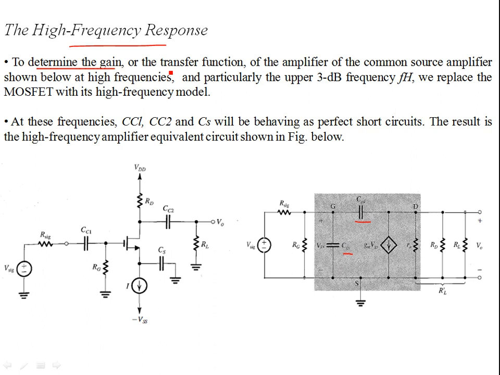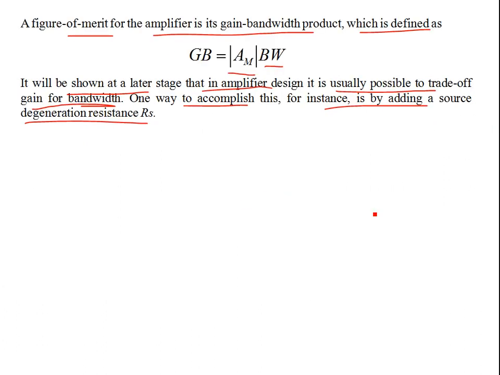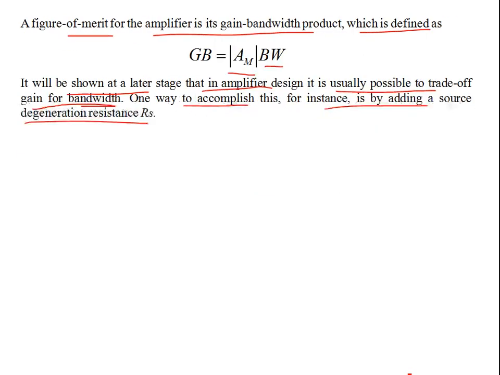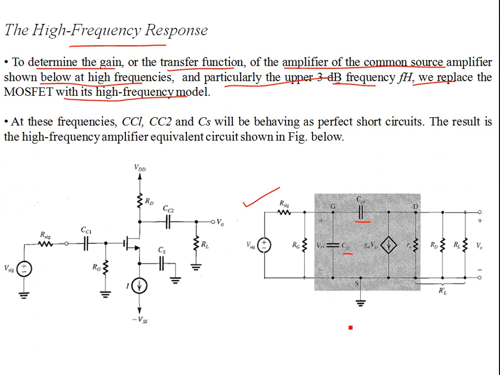So we determine the gain, or the transfer function, of the common source amplifier shown below at high frequencies. We have to include those capacitances, and particularly for the upper 3 dB frequency FH, we replace the MOSFET with the high frequency model. This model includes the internal capacitances, which are responsible for the fall off of the voltage gain after FH. So this model is valid for frequencies greater than FH. FH is again the 3 dB frequency after which the response falls off due to those capacitances.